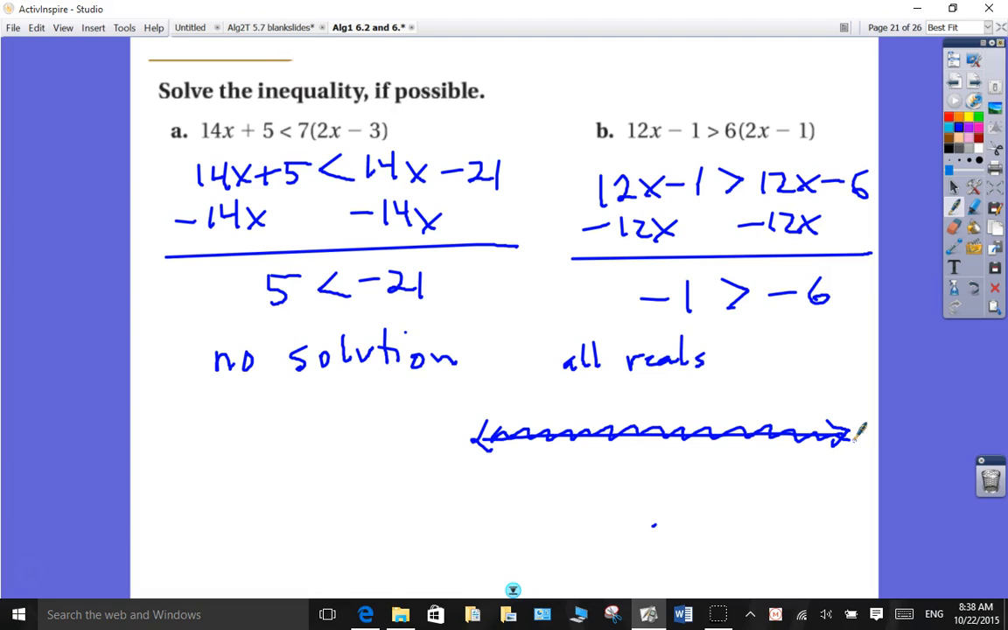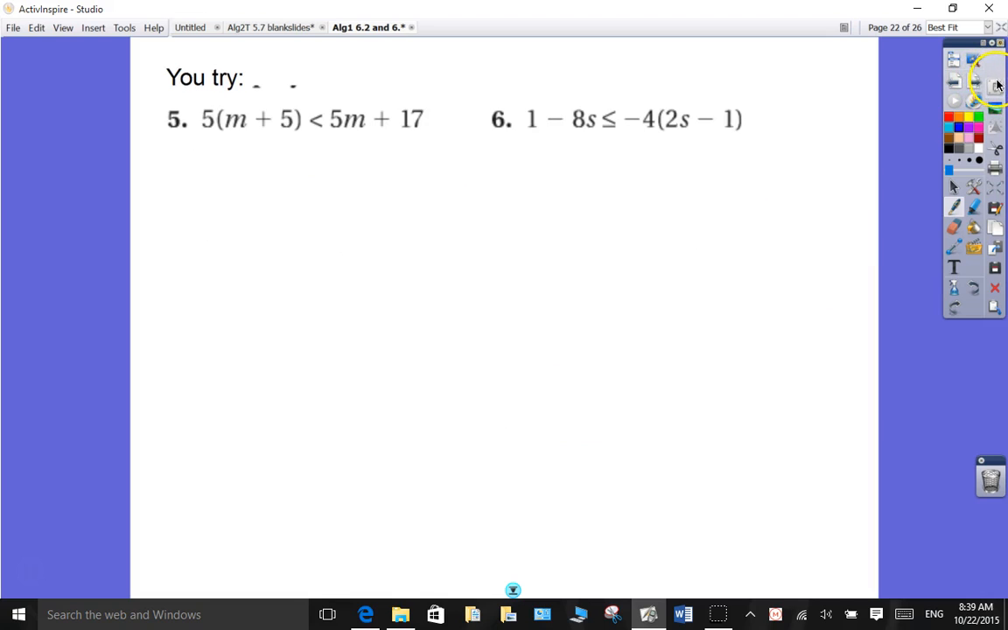What does it look like if you graph no solution? Nothing. Usually you don't graph that. So I think you have your last one to try. Sad to tell you, but they have to come to an end. I think one of those is probably a no solution, and one of them is probably all real numbers. Figure out which one is which.